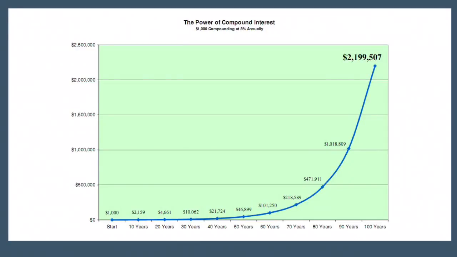To help you understand the power of compound interest, over here we have a graph of $1,000 compounded at 8% annually. As you can see, after just 10 years, the money has more than doubled, and after 100 years, the money has become more than $2 million.